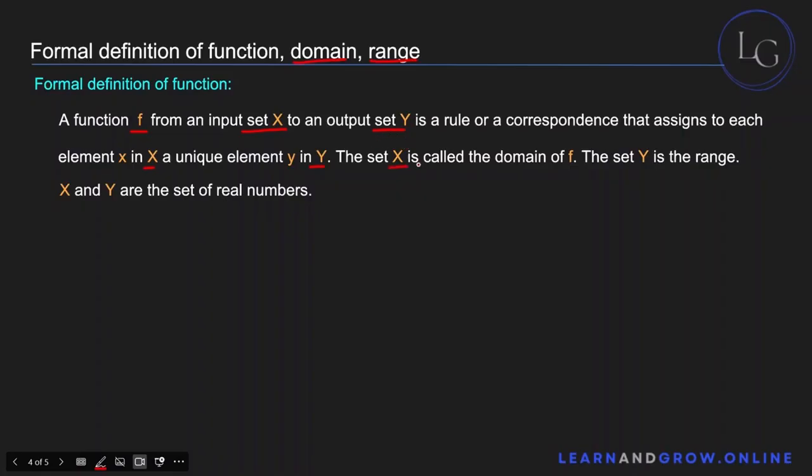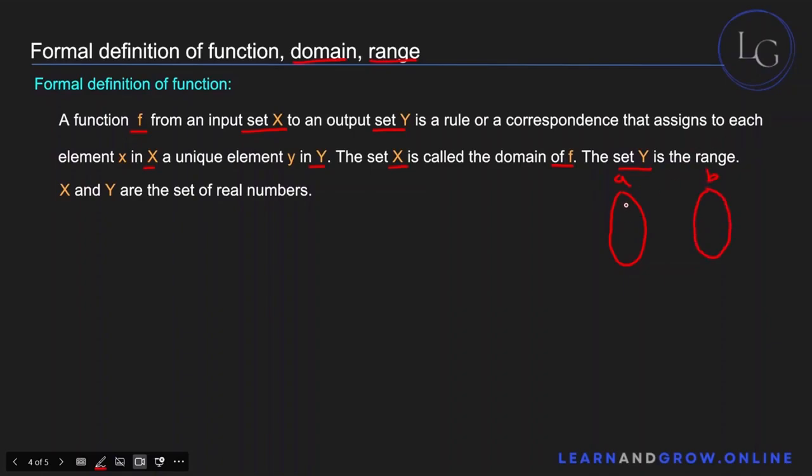The set x is called the domain of the function f, and the set y is called the range of the function f, right? So you remember the two sets that we had, A and B, right?